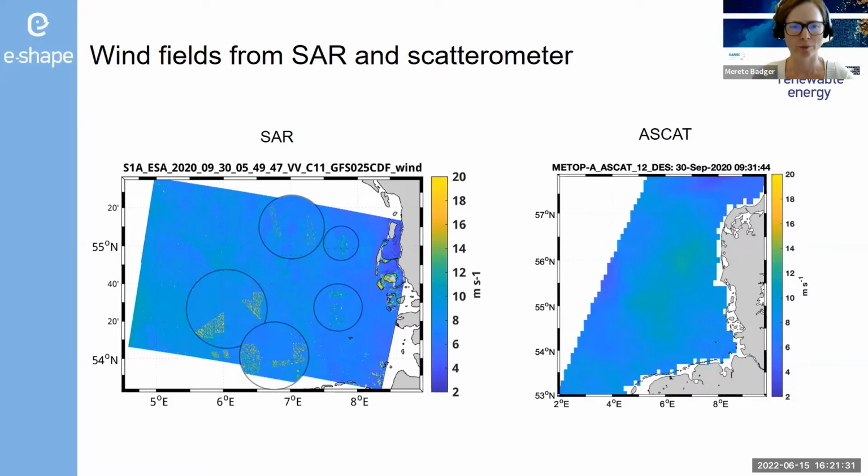And as the map here to the left illustrates, we can really resolve the different wind farms and also the wind climate for the areas surrounding them with SAR sensing, whereas ASCAT is more for mapping, monitoring of larger areas at a coarser resolution. And the coastal areas are not well covered by ASCAT because we get mixed land and sea pixels that we have to mask out.